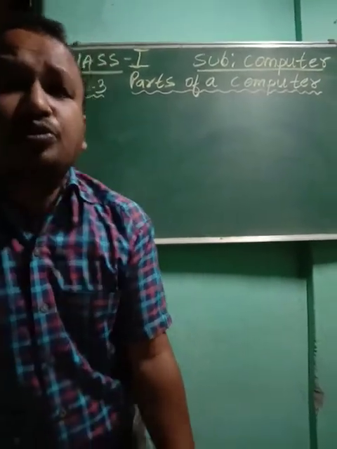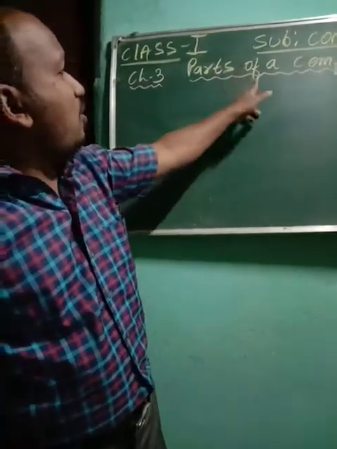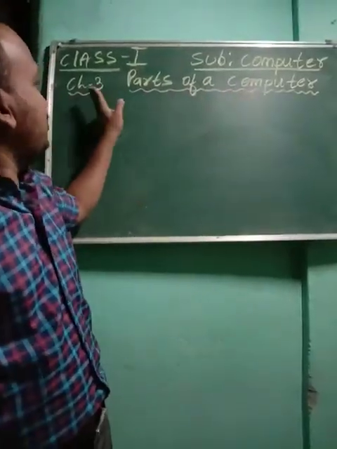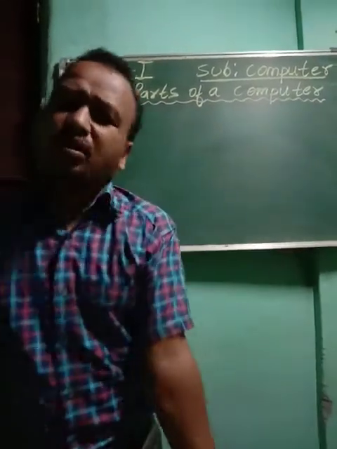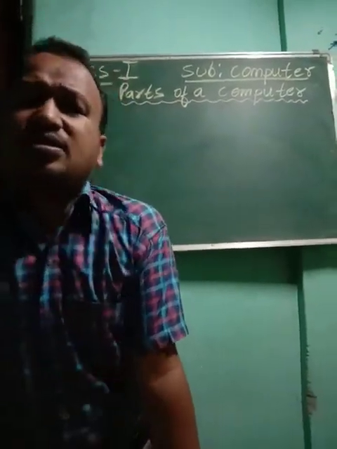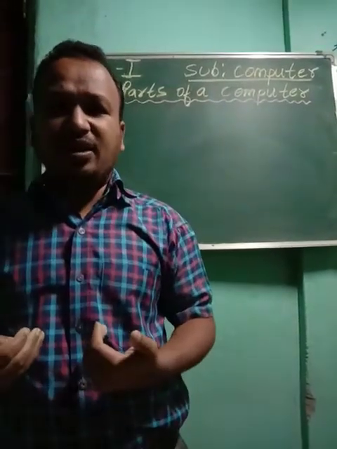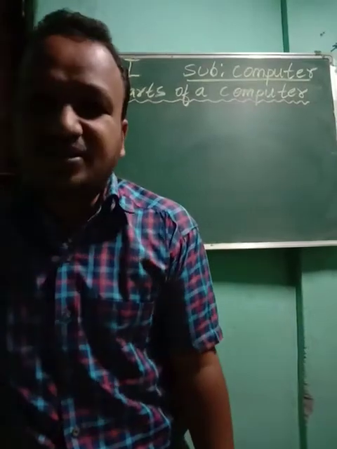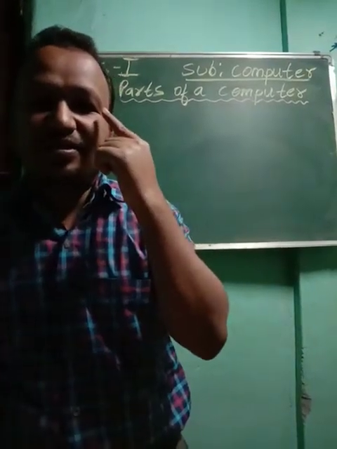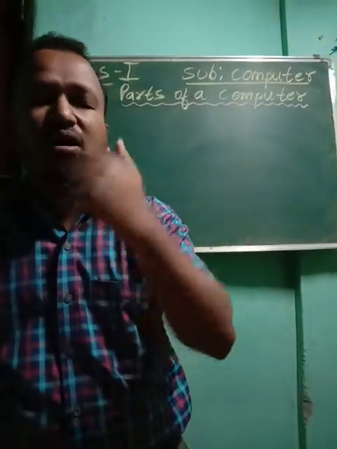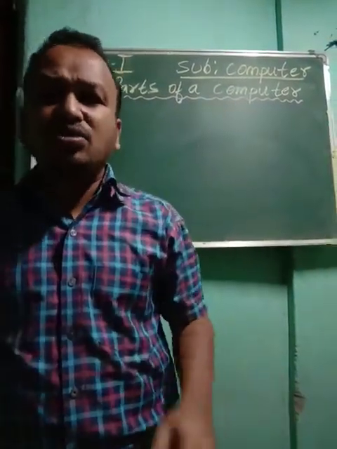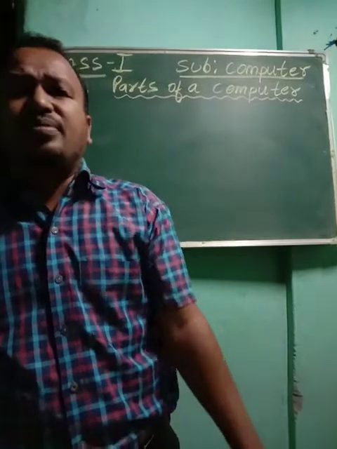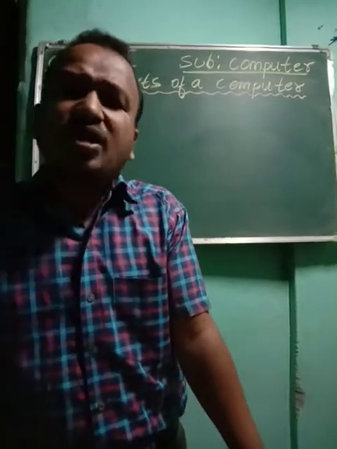Today we are going to do chapter 3, that is parts of a computer. So chapter 3 we are going to start, parts of a computer. In KG2 you have already learned that human beings have different parts: eyes, ears, nose, mouth, head, neck, stomach, hand, legs. In the same way, a computer also has many parts.